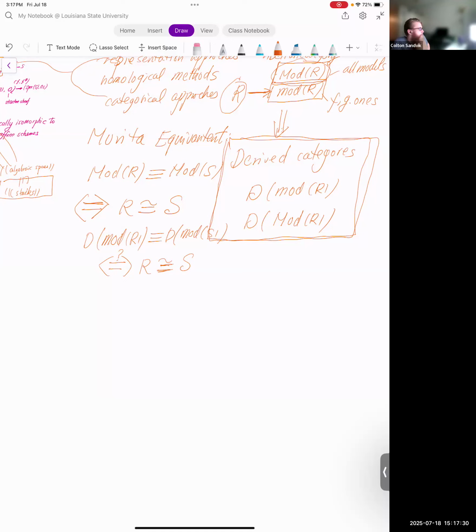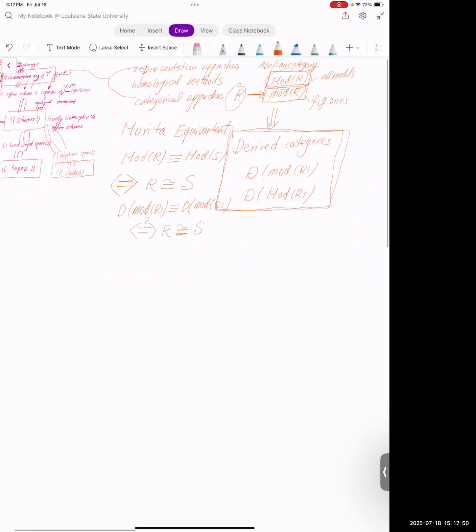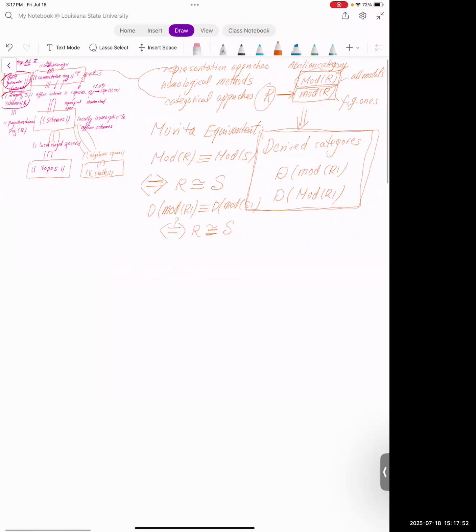Yeah, sorry, if you're Morita equivalent at the abelian category level, you'll automatically be Morita equivalent at the derived level, but it doesn't go the other way around, right? You can have some exotic t-structure. So this is not good enough. But there's a way to recover it.